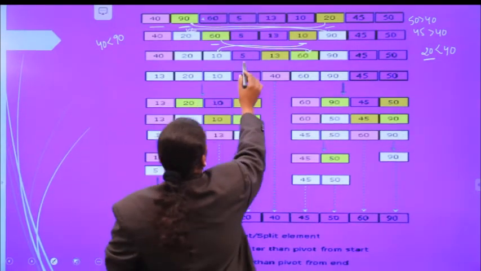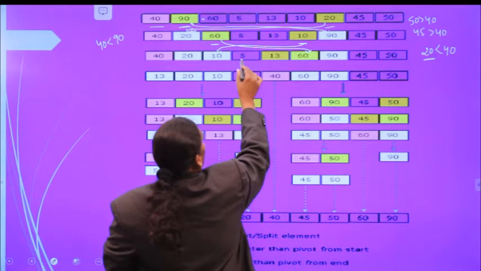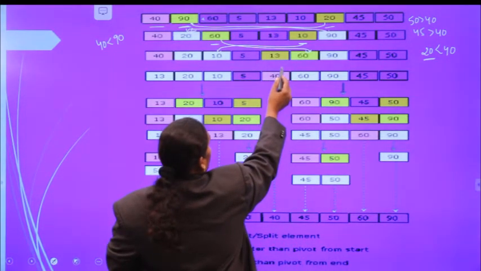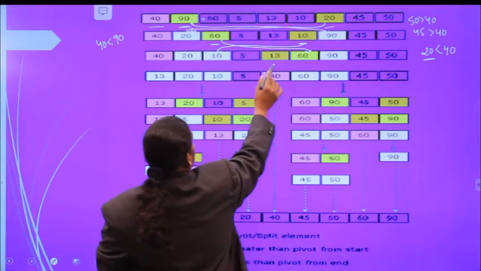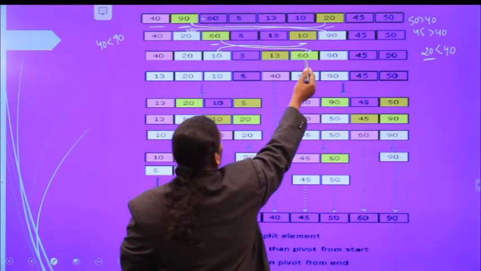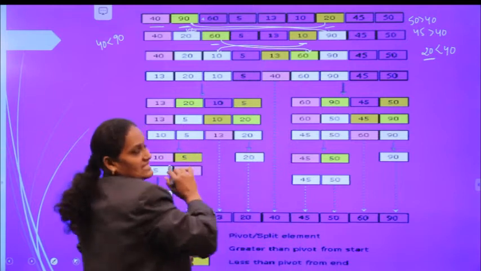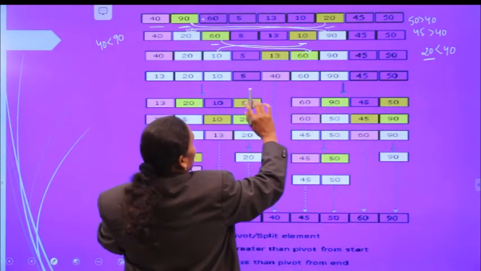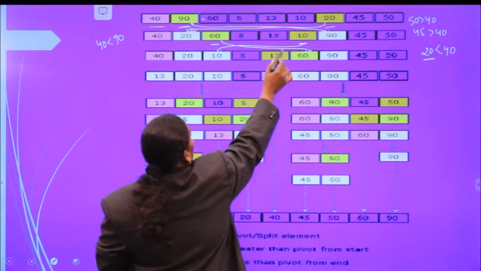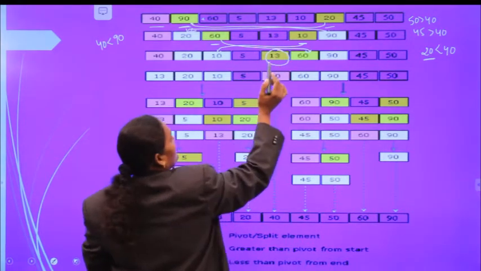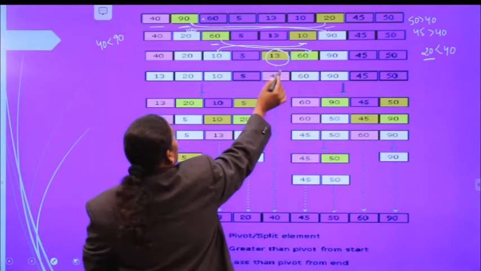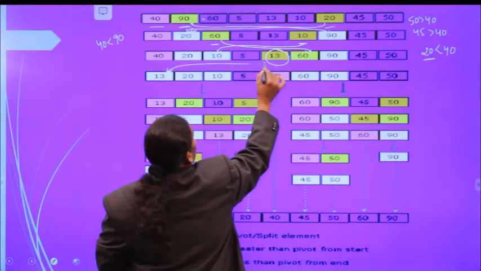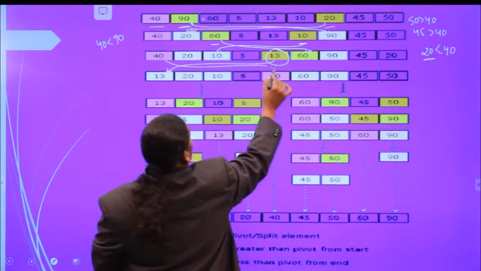After that, if you observe, 5 is a lesser element, and then 13, which is also a lesser element. In this case, if you go for 16, I already rearranged it. Since all the elements are compared with the pivot element, the last element we compared is 13. This 13 is swapped with the pivot element. So here 13 comes here and 40 comes here.